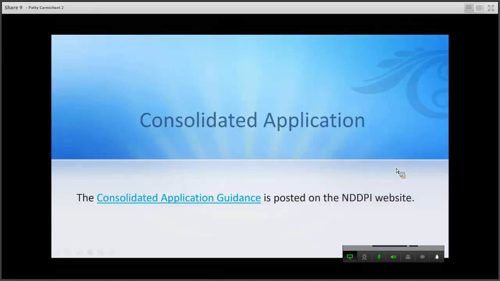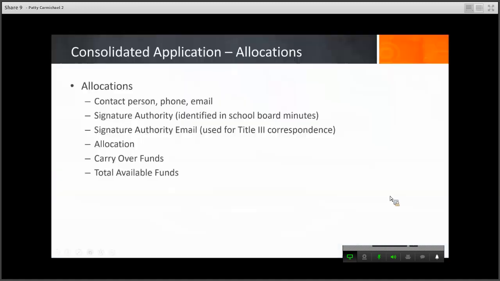Then we'll get into the consolidated application itself. Listed there for you is the consolidated application guidance. Please feel free to refer to that for assistance if you have questions or need some guidance through the application process. There are also help screens available to help guide you through the application itself. These are the sections that you'll find when you go in to complete the consolidated application. I am only going through the Title III sections, and we'll go into the actual application in just a minute.